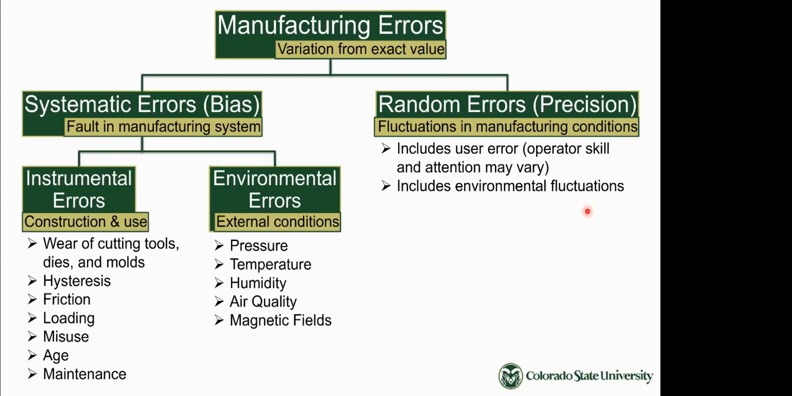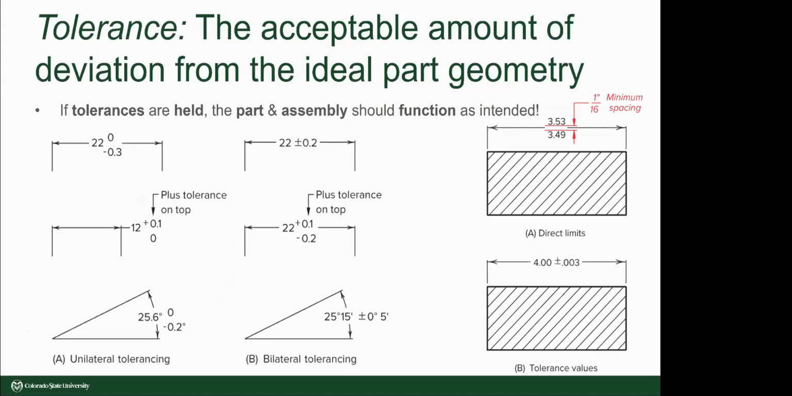And it also includes environmental fluctuations, because throughout the day, the temperature, humidity, pressure in the room, it's all changing, and they could be changing quite rapidly and affecting the production of the part. So the main takeaway here is that there's no way to perfectly produce the same exact part every time. Instead, we must rely on proper tolerancing to guarantee that our parts are going to fit and function as intended.